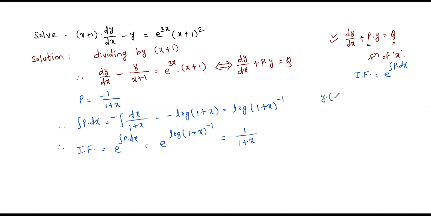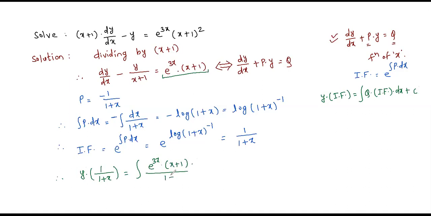What is the solution? y into integrating factor equals integration of q into integrating factor into dx plus c. This is the solution, right? So our solution will be y into integrating factor, what is the integrating factor? 1 upon 1 plus x, which is equal to integration of q. What is q here? This is our q, right? So I will write q, which is x plus 1, into the integrating factor 1 upon 1 plus x into dx plus c.